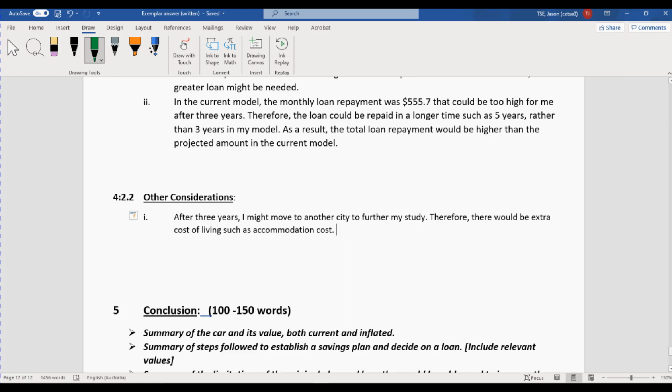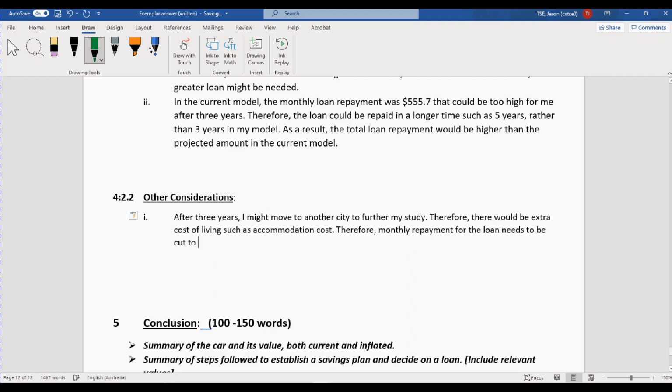And what would be the consideration after you need to have such a higher living cost? Okay, so therefore, monthly repayment for the loan needs to be cut, to save money for extra living costs. Right. Okay, so that's one thing you might need to consider. So that means you might have a longer period, or you might try to buy a cheaper car.